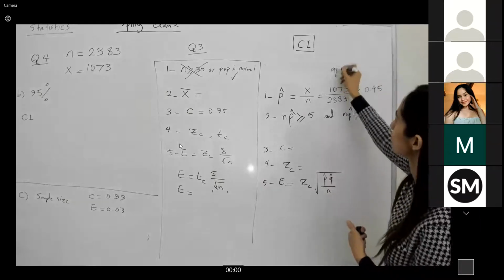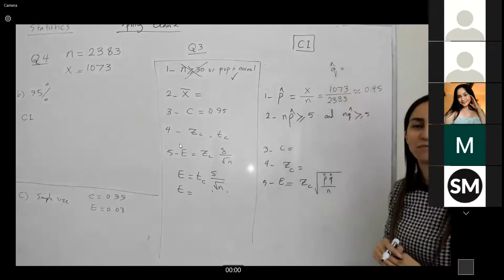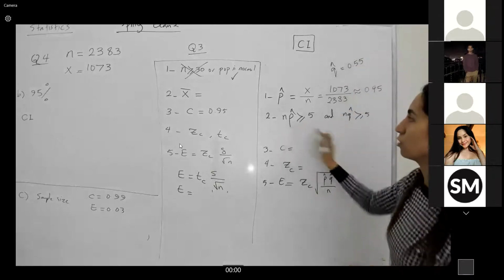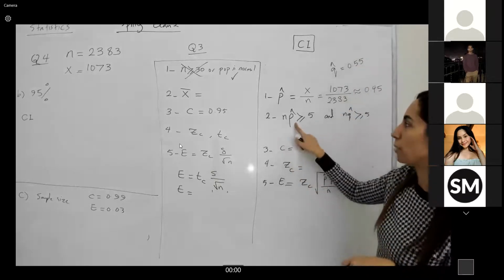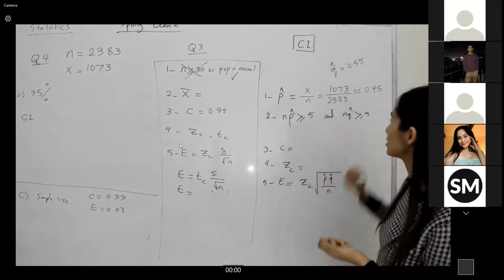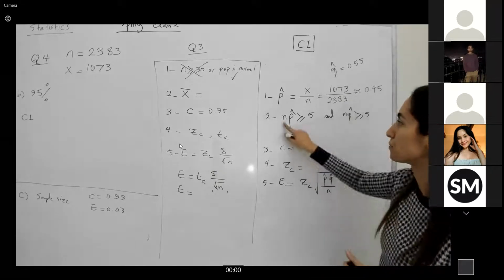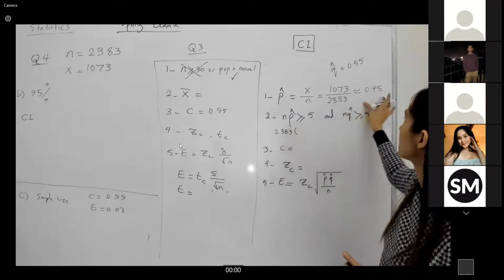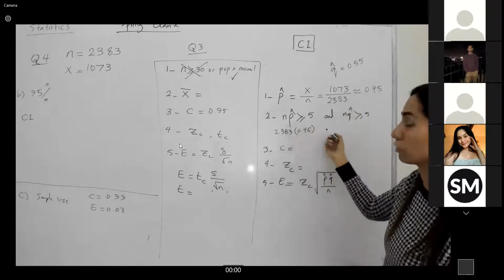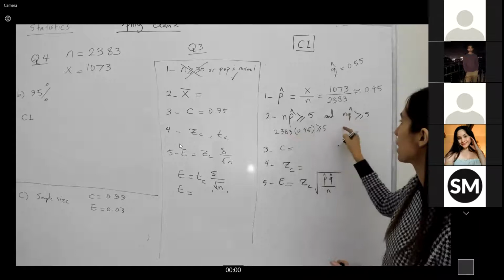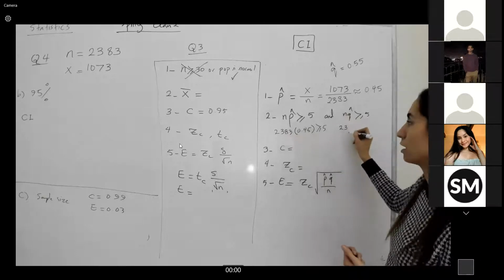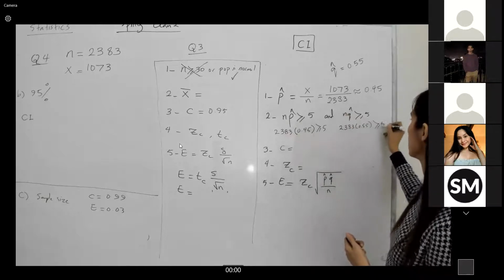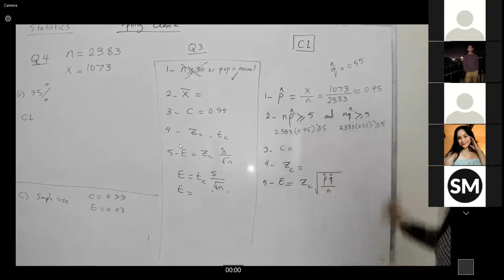So what is your q hat then? 0.55. Very good, 55%. So the next step is to check whether n times p hat is greater than or equal to 5 and n times q hat is greater than or equal to 5. Our n is 2383 and p hat is 0.45, 45%, which of course gives a value greater than or equal to 5. And 2383 times 55% is of course greater than or equal to 5.